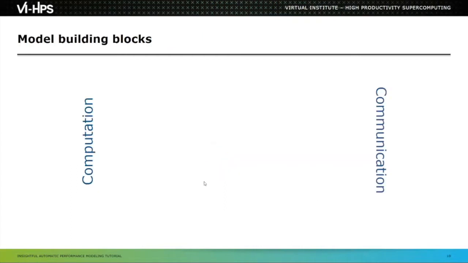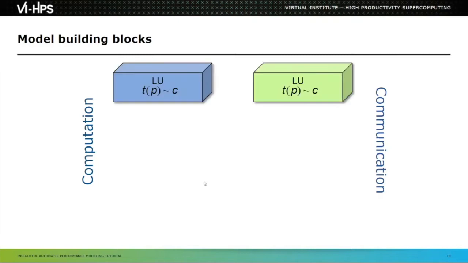Now let's come to how we create our performance model. For that, we basically use different building blocks. With these building blocks, we model on one side, of course, the computation part of the application, but on the other side, also the communication part. So these building blocks are basically the lowest level entity that we use to construct our scaling models.